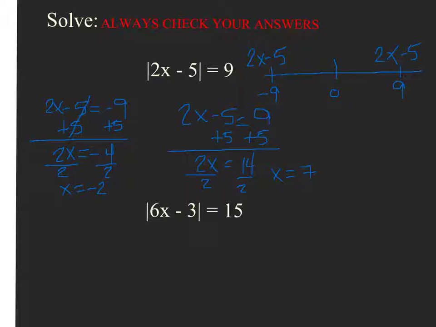Okay, then we look at the next one. We got 7. 7 times 2 is 14, minus 5. 14 minus 5 is 9. The absolute value of 9 is 9, so that one works out also. So we have two answers. We have x equals -2, and we have x equals 7.